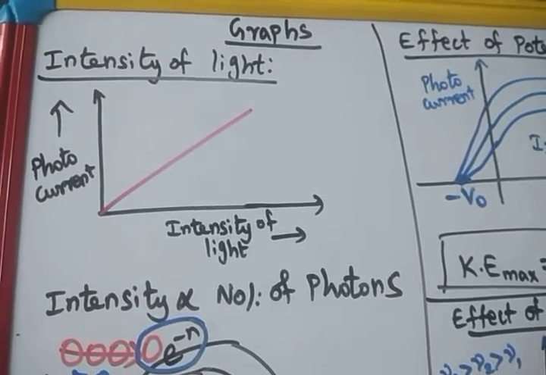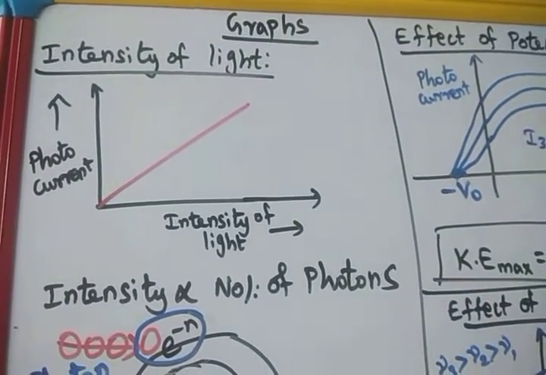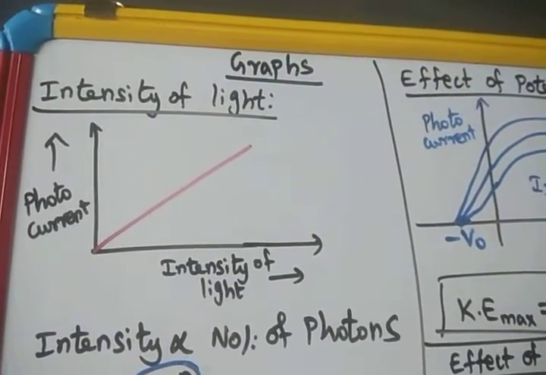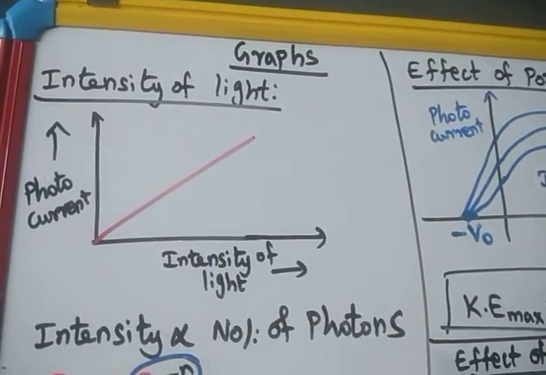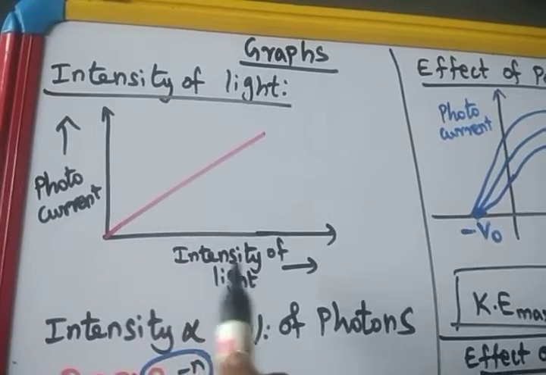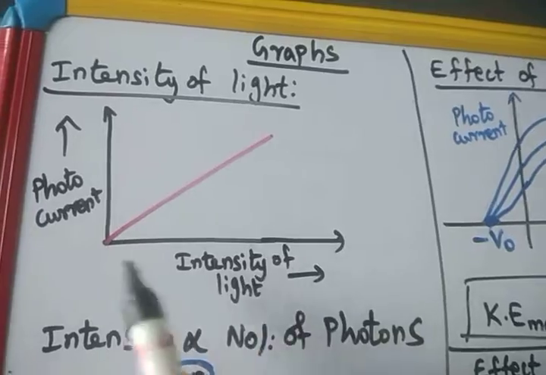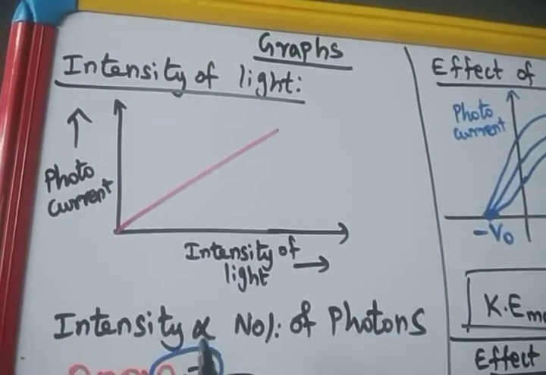The graphs are drawn by Einstein to explain the photoelectric equation. So there will be a graph between the intensity of the incident light and the photocurrent. Whenever the intensity of the light increases, photocurrent also increases.